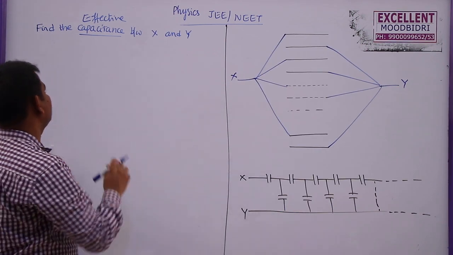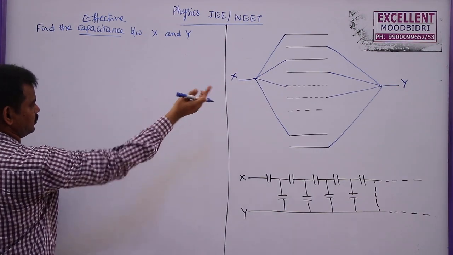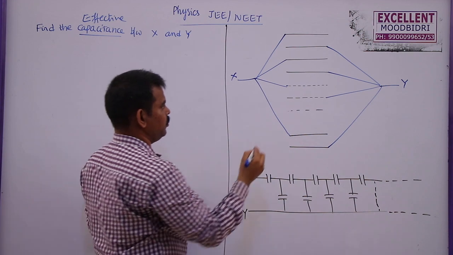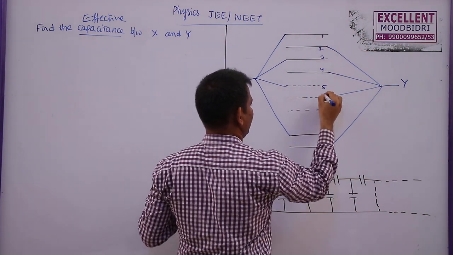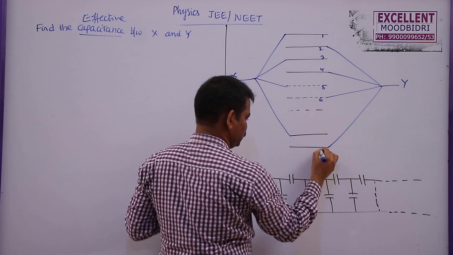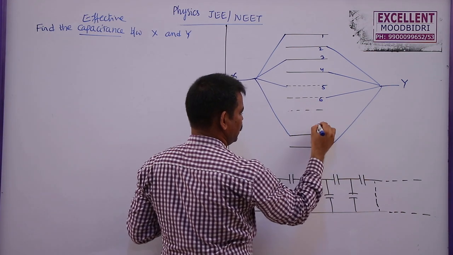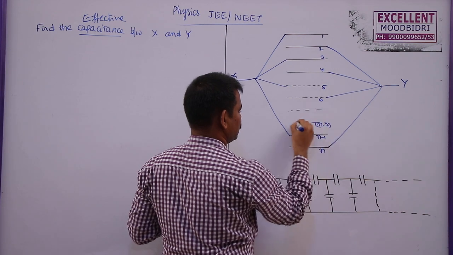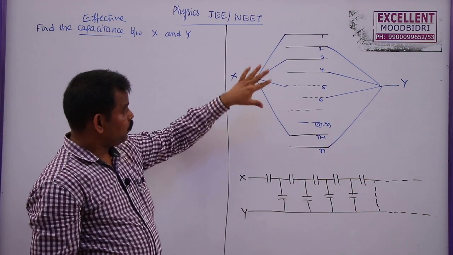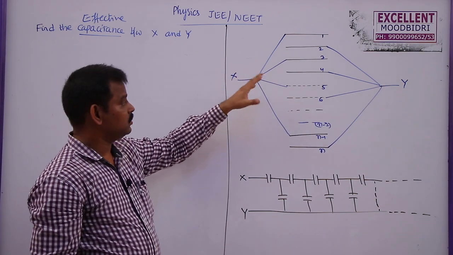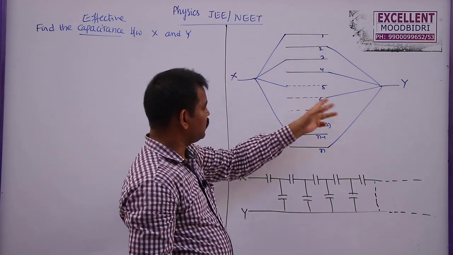Here are two more problems. Find the effective capacitance between X and Y only. Here also I am going to write, this is plate 1, 2, 3, 4, 5, 6, this is N, this is N minus 1 and N minus 2 here like this. So many plates, N plates are arranged such that alternate plates are connected to the positive terminal and the middle plates are connected to the negative terminal.